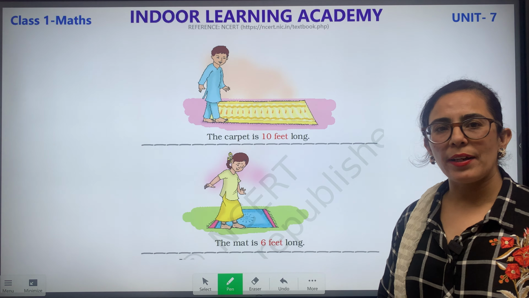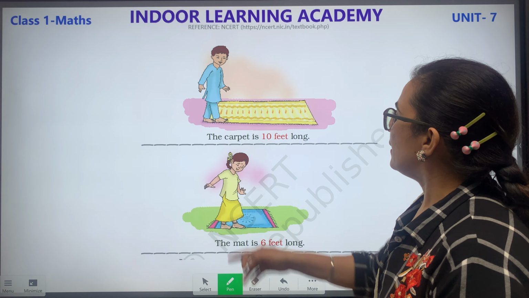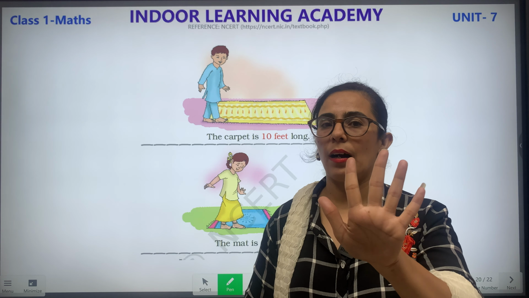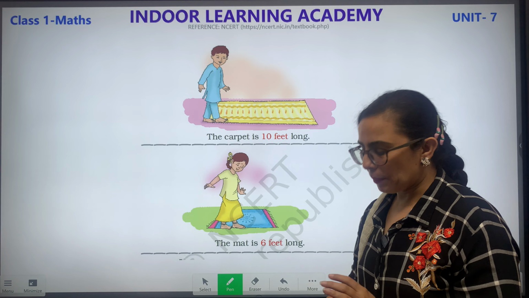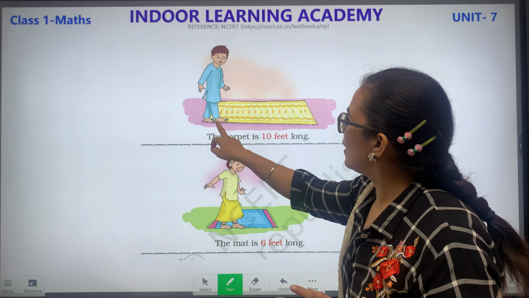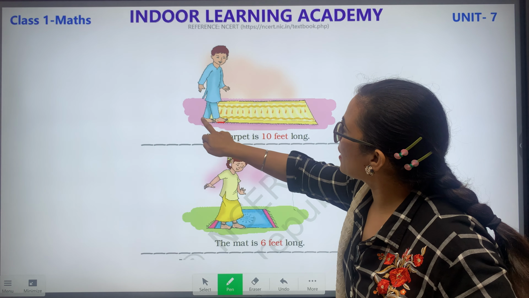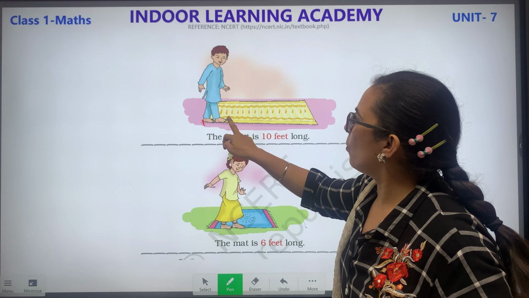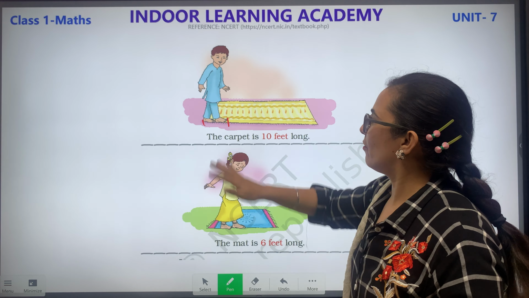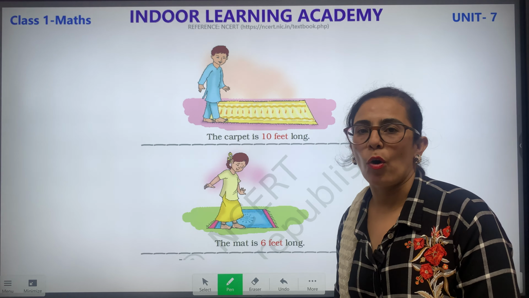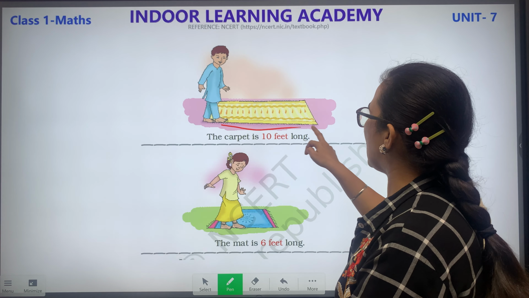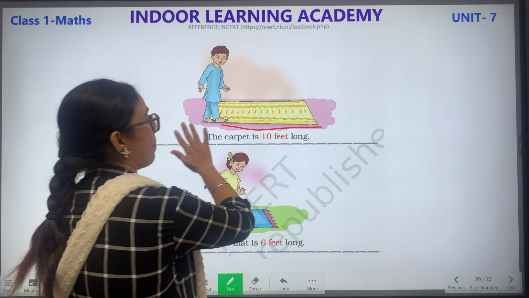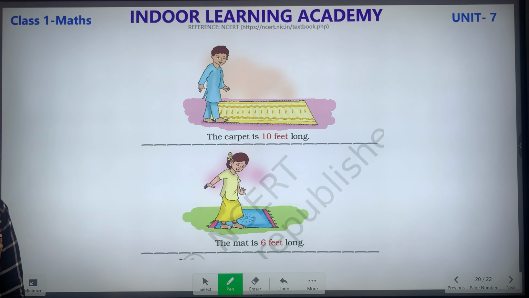Now what is this boy doing here? This boy, the carpet is 10 feet long. अभी तक हमने hand span सीखा था. Now it is feet. Feet मतलब पैर. ये दिख रहा है? Can you see this? Again it is from here to here. This is 1 feet. दो मिला के 1 feet. Fine. So what is he doing? This boy is measuring the carpet and it is approx 10 feet long.